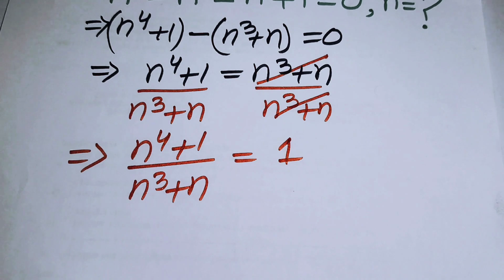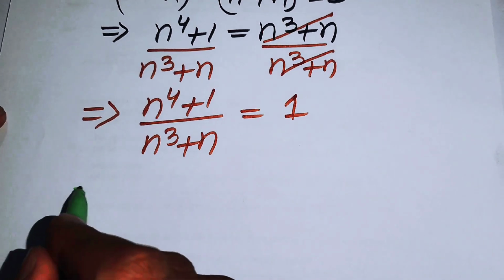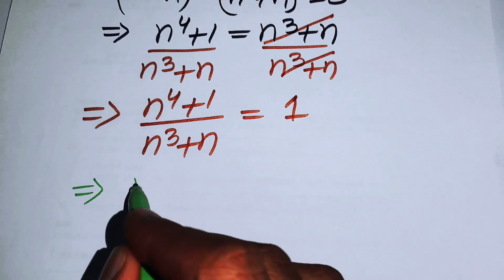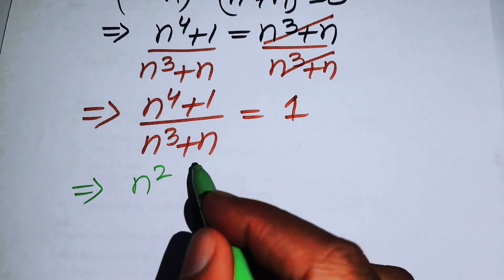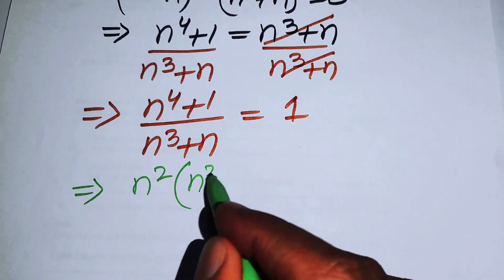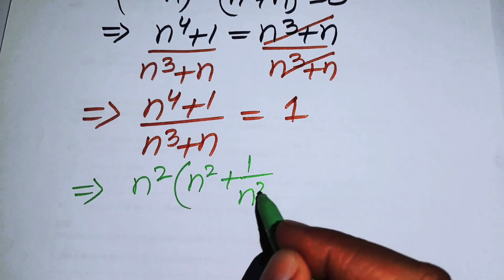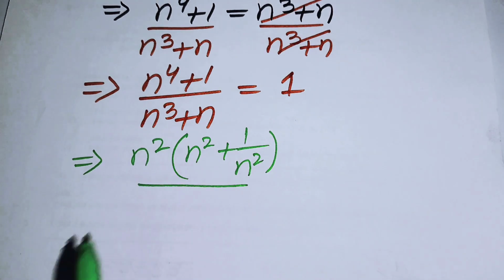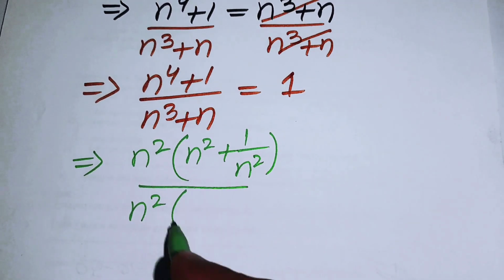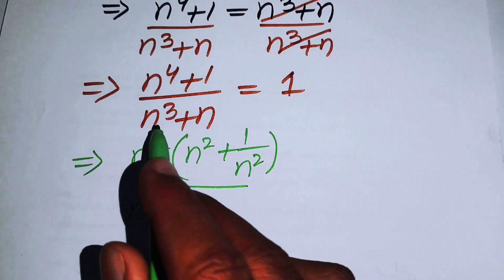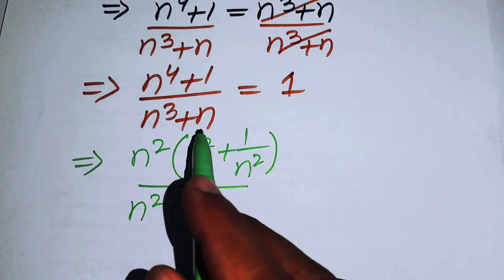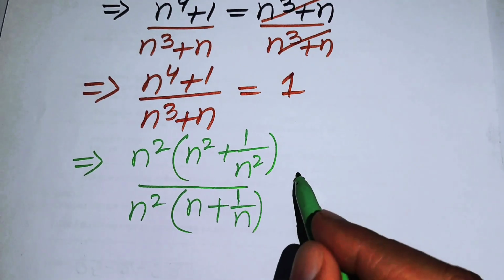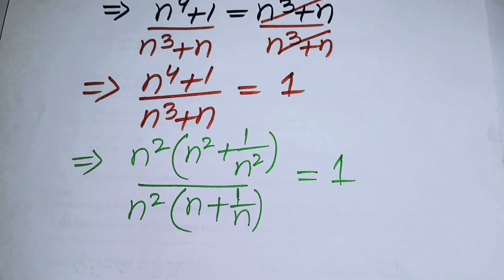we just take common n square in the numerator, and we take common n square from the denominator. So first we take common n square in the numerator, and you write n square into n square plus 1 over n square, and it is divided by, here we take common n square in the denominator, and we get n square into n. When you take common n square you get 1 over n, and here you take common n and you divide by 1 over n, and it is equal to 1.